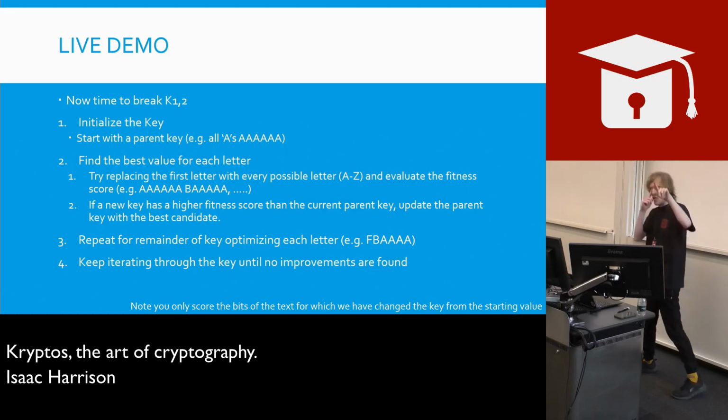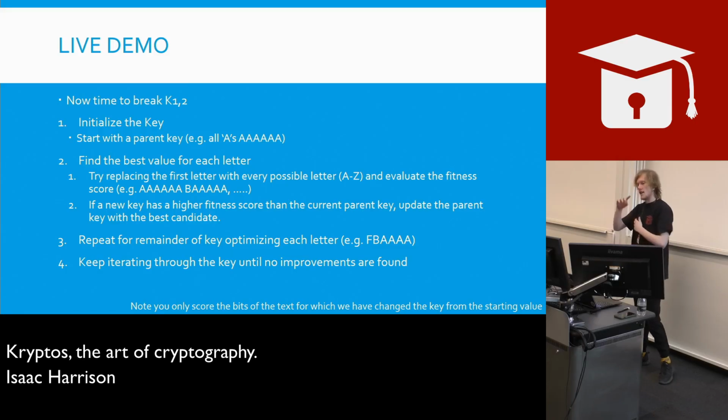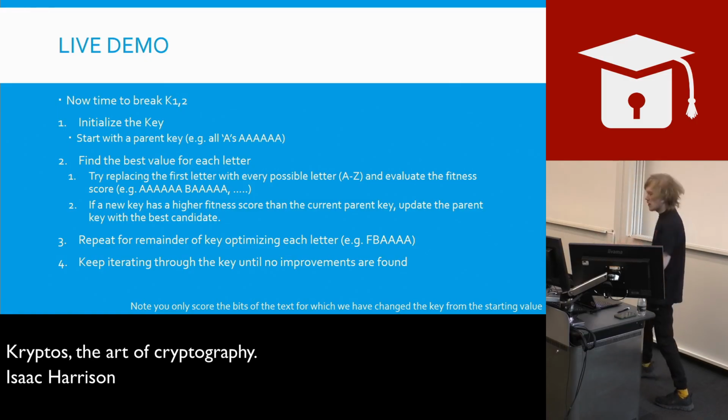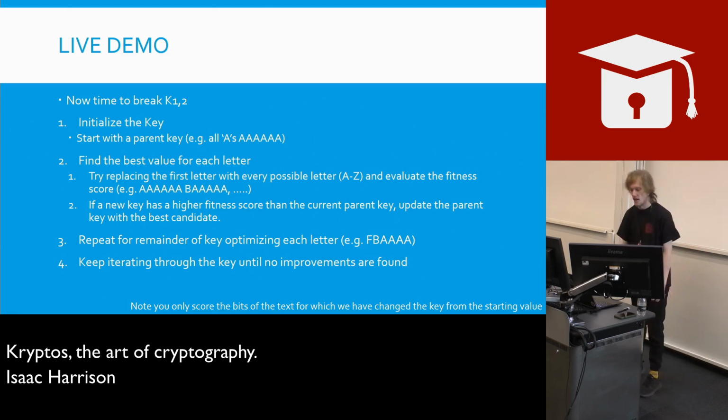And then we're going to go through and find the best value for the first letter, move on to the next letter, find the best value for that, move on, and keep going through, go back to the start. We're going to keep doing that until we don't find any improvements. When we find no improvements, we assume that's our best key. There are some issues with this, in that you might find local maxima, but how you get around that is you just randomize your start key and run it a couple of times.